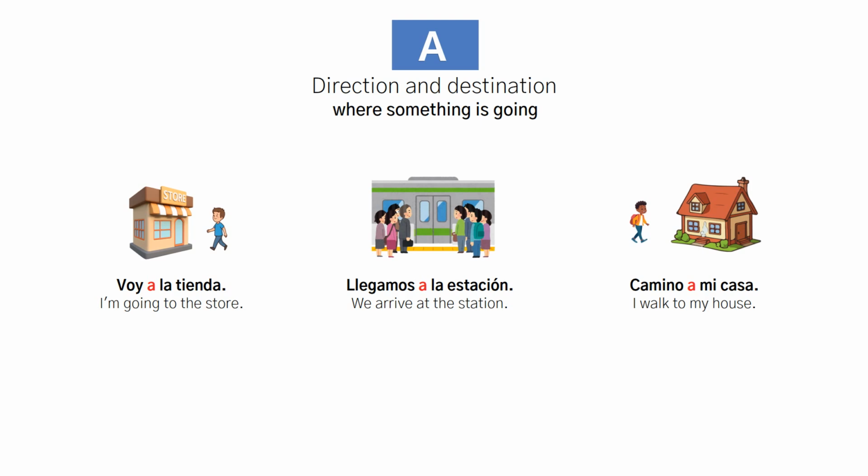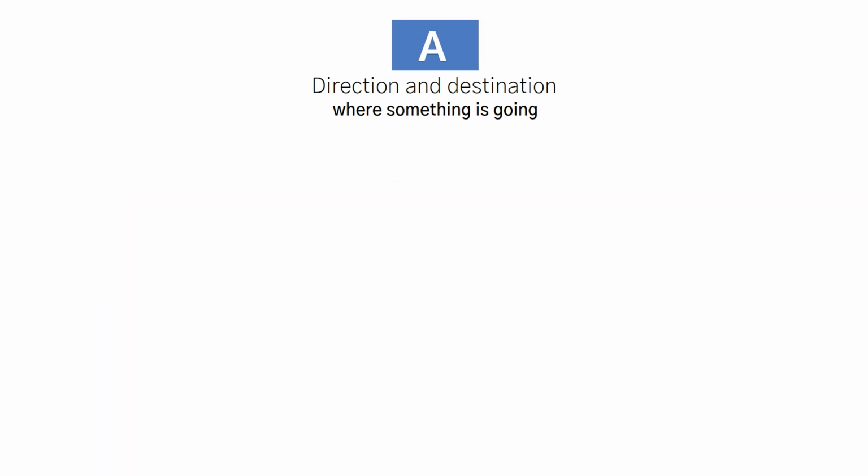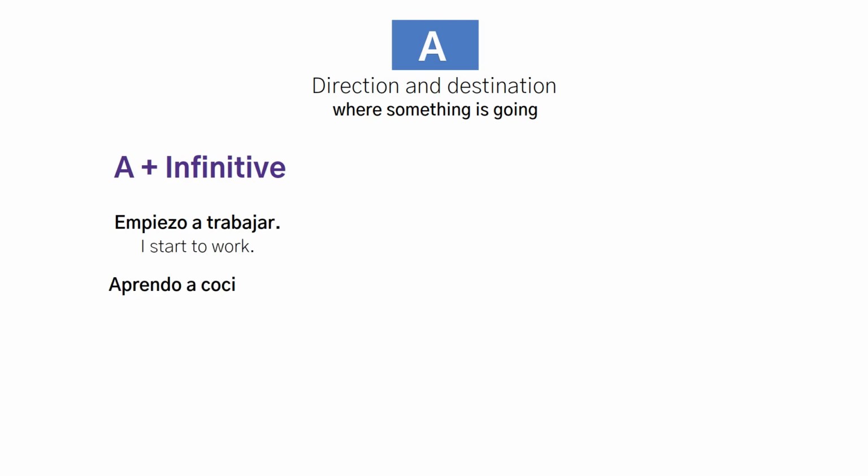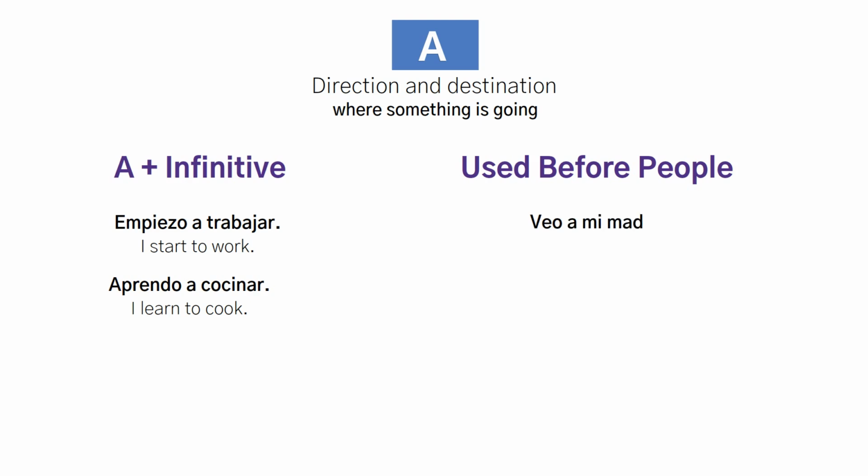A also appears after certain verbs when they connect to an infinitive. Empiezo a trabajar. I start to work. Aprendo a cocinar. I learn to cook. And importantly, a introduces human direct objects, something called the personal a. Veo a mi madre. I see my mother. Llamo a mi amigo. I call my friend.